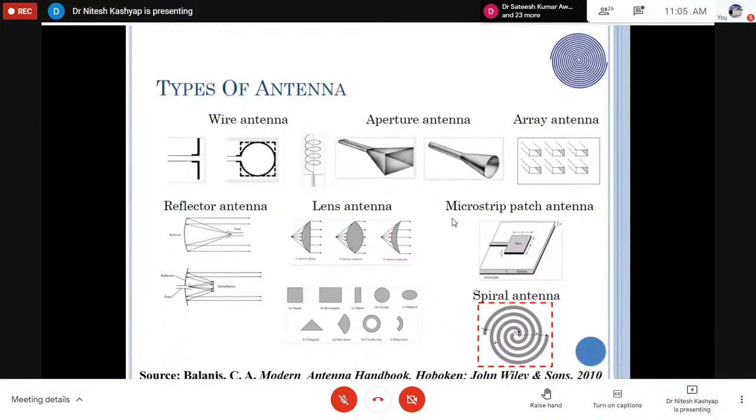And here the sixth one is the microstrip patch antenna, or sometimes we call it a planar antenna. Here we can see there are several designs of the patch antenna. It can be square, rectangular, dipole, circular, elliptical, triangular, disc section, and ring section. These designs are not limited.